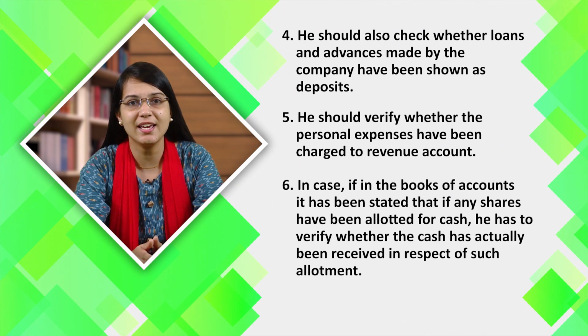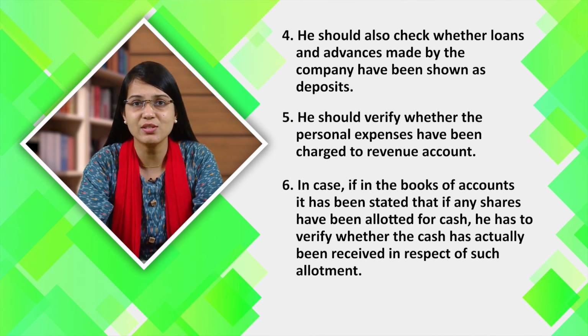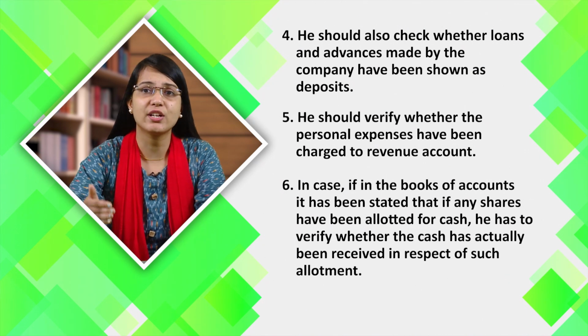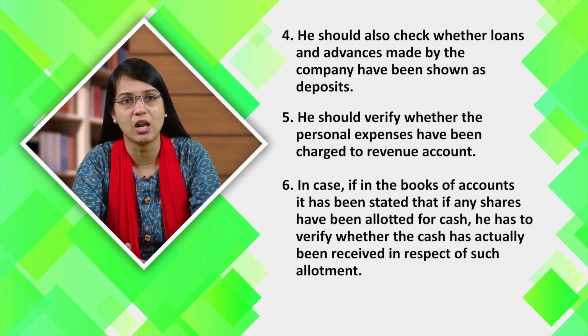Number 6, in case the books of accounts state that any shares have been allotted for cash, he has to verify whether the cash has actually been received in respect of such allotment.